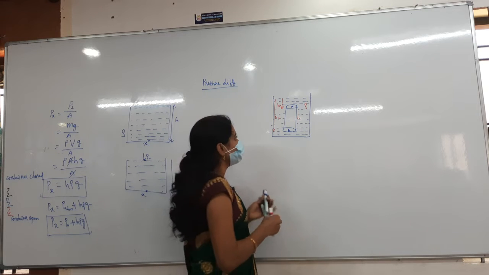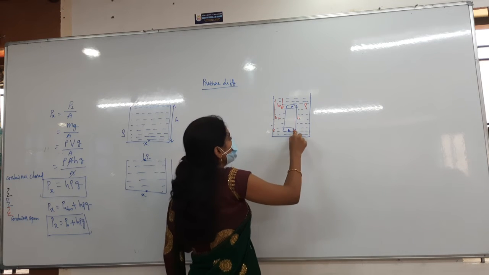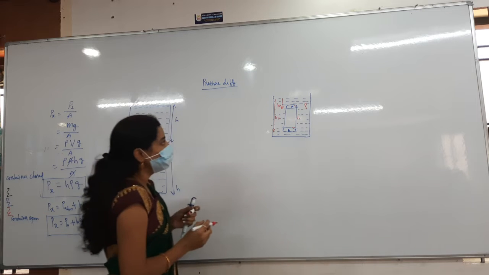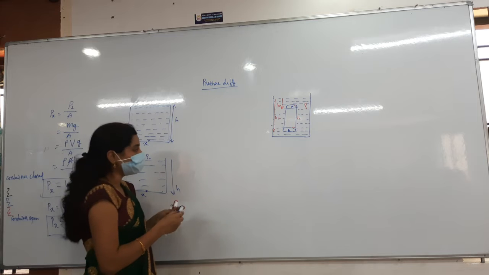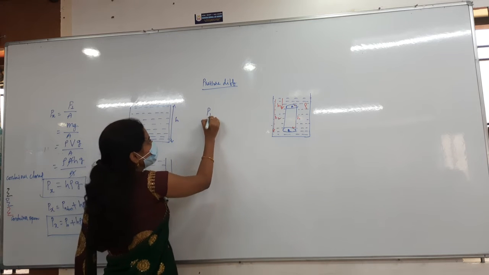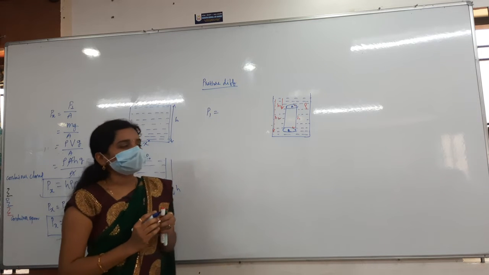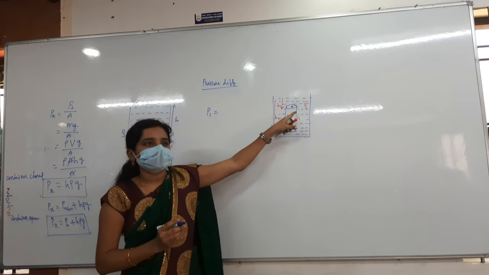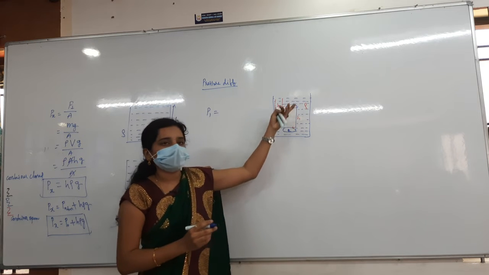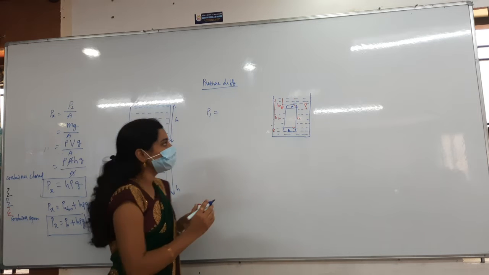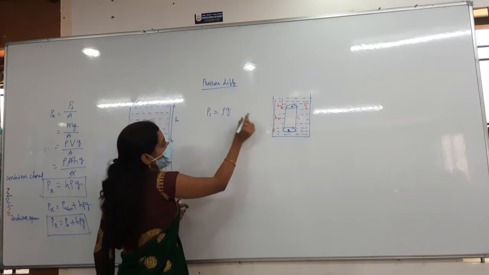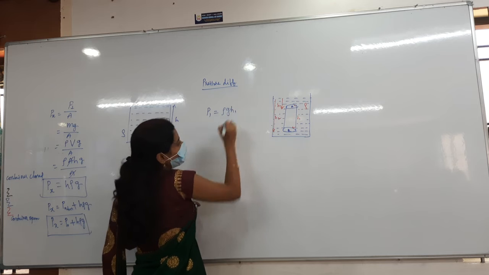Let me take the top surface as 1 and the bottom surface as 2. Now on the top surface tell me what pressure is acting. On the top surface, that is P1. What is the pressure acting on the top surface? Perpendicularly how much force is acting here? Obviously whatever the fluid is there, that much only. So what is the pressure here? Rho G into, what is the height here? H1 is the height.